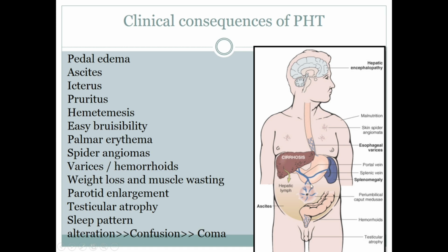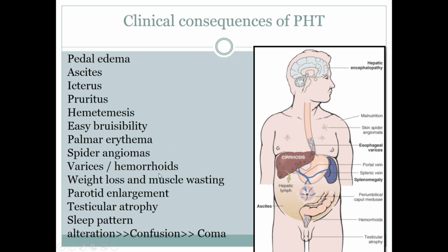Spider angiomas are these things just under the epidermis. The capillaries may be dilated because of the increased pressure in the capillaries, so they become dilated and you can see them just beneath the skin. These are known as spider angiomas.